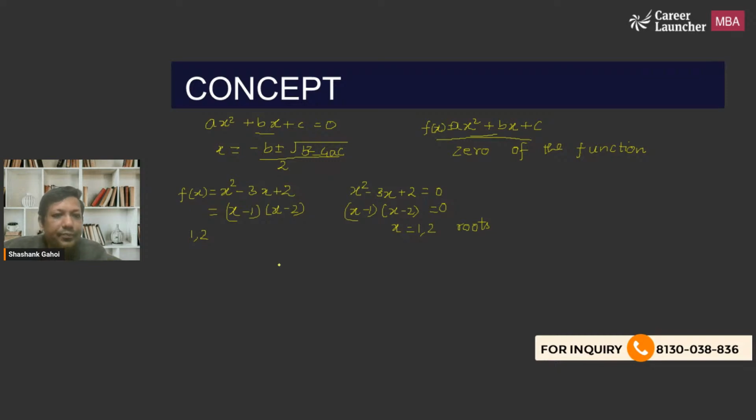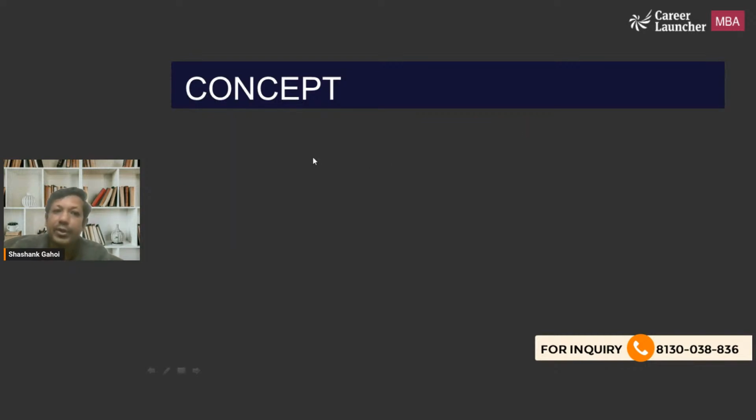Now, the standard format of a quadratic equation is ax square plus bx plus c equal to 0. This equation is bound to have two roots, right? So every quadratic equation has two roots. So how many zeros is a quadratic function going to have? A quadratic function is going to have two zeros.